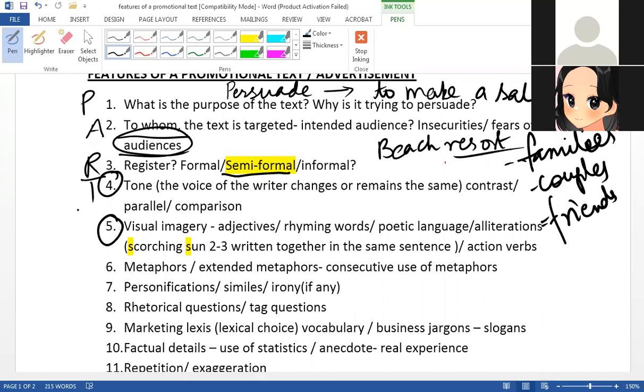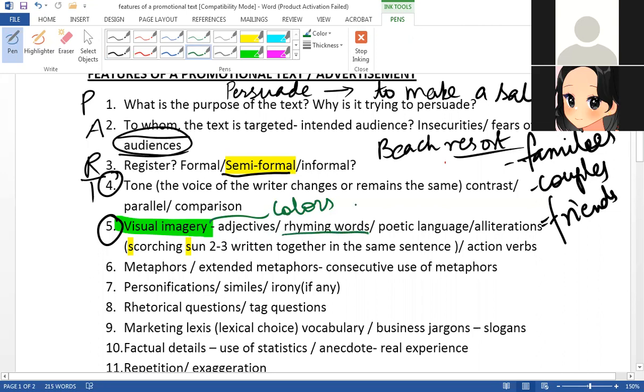So I need to tell you some more things about it. Okay, I will go a bit slow. Visual imagery is anything to do with your colors. If you find too many of the colors, shapes, or adjectives are being used, talking about the quality of the place, are there rhyming words?